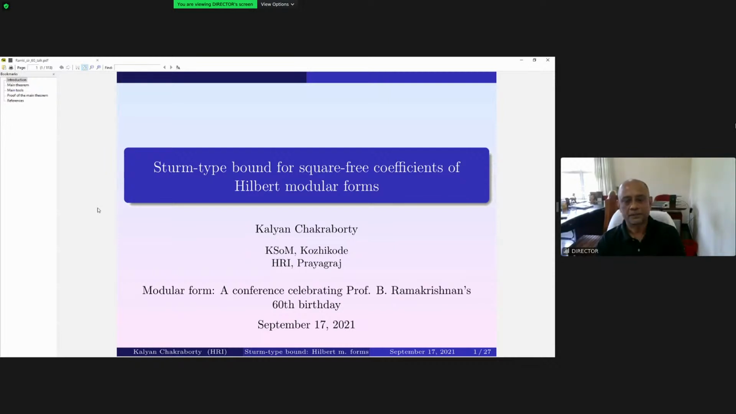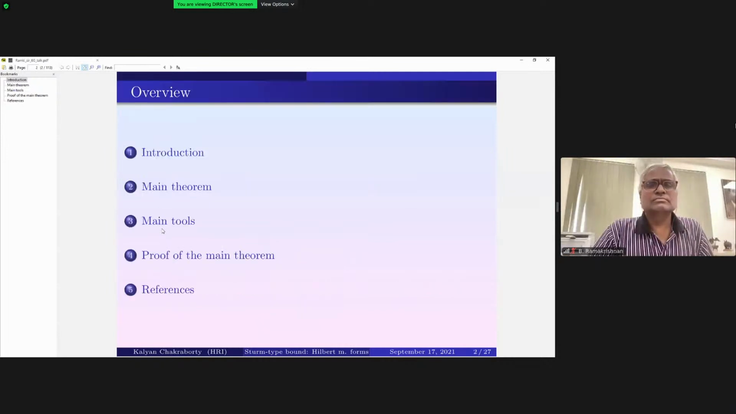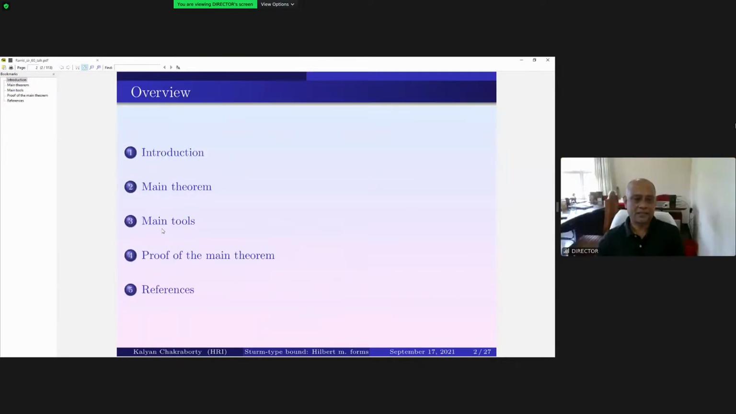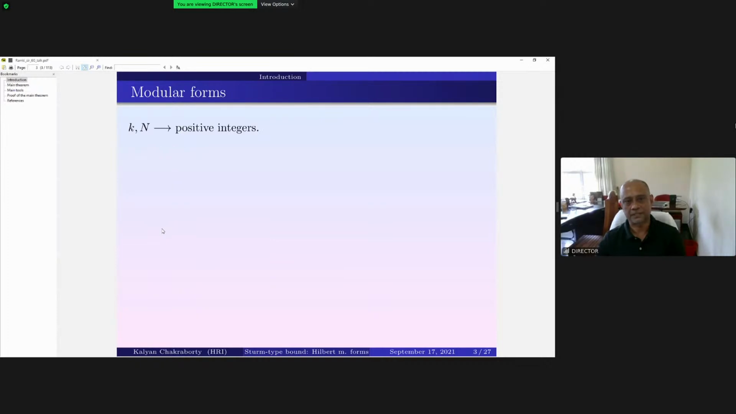Okay, thank you. So the title is quite well known: the Sturm bound for square free coefficients of Hilbert modular forms. As some introduction, then I'll talk about the main theorem, some tools, and some idea of the proof, and then end with some references.